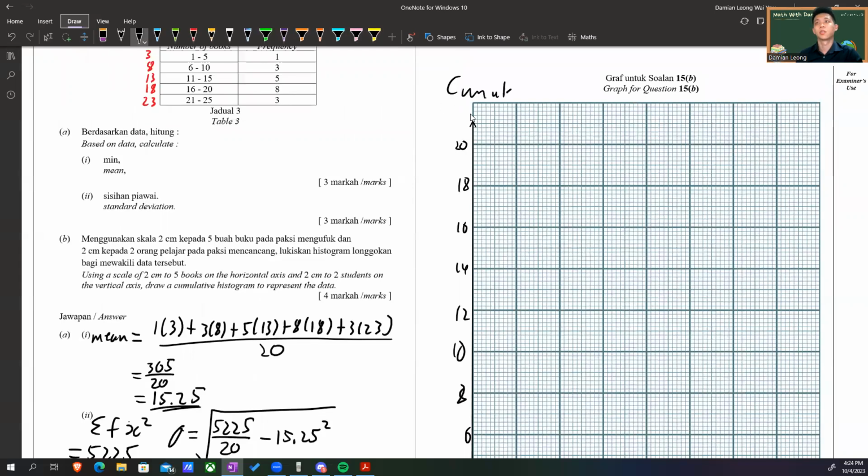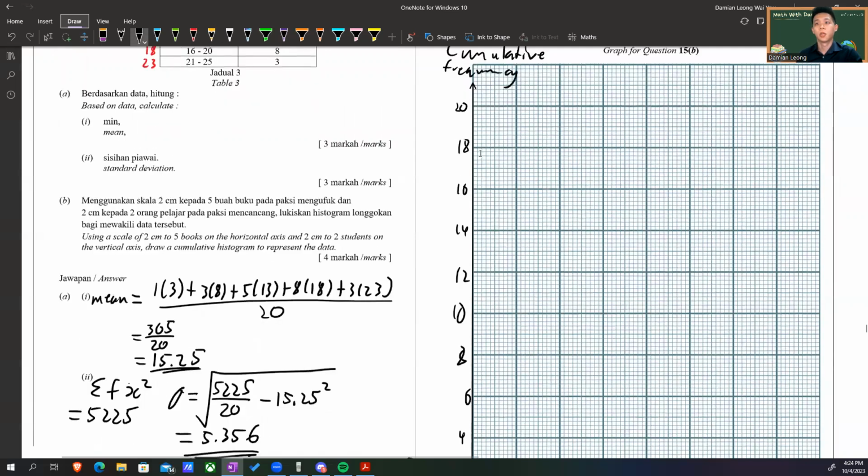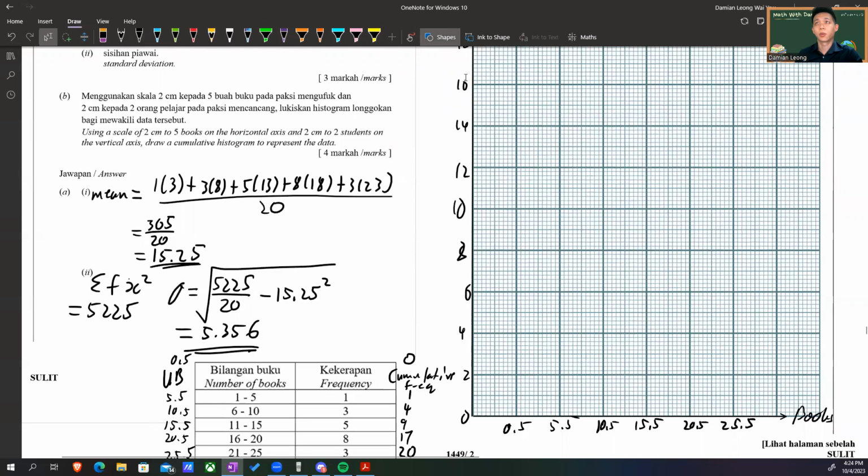Or the cumulative frequency, actually. Okay. So just draw the histogram accordingly. First one goes up to 1. So first box 1. Second box goes up to 4. Follow the cumulative frequency, not just the frequency.